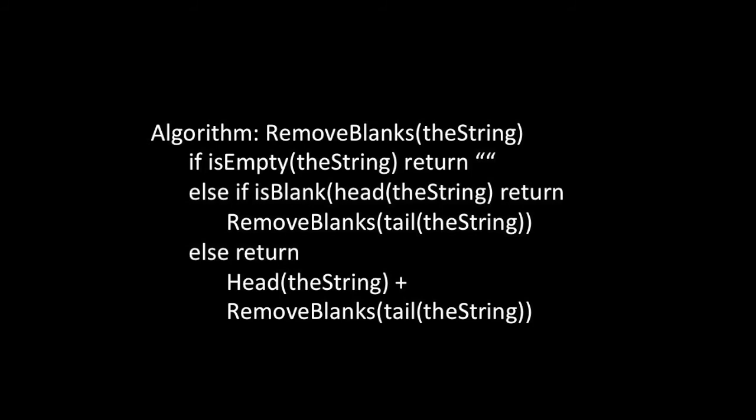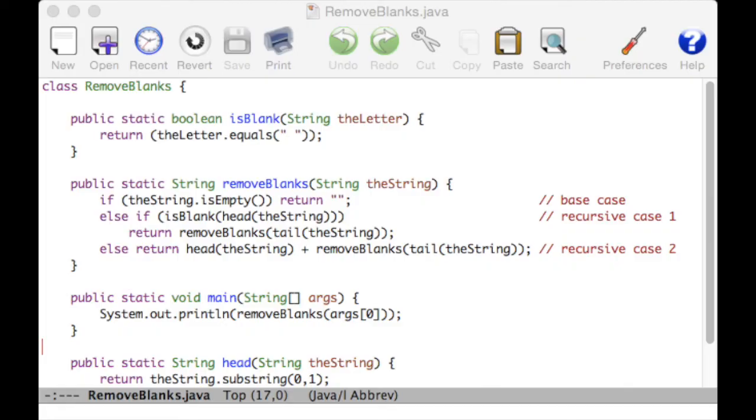I note that I'll need a method isBlank that returns true if and only if its argument is a string containing a single blank character. All set? Let's look at the Java implementation. I'll start by defining the method isBlank, which is pretty simple. The method returns the result of testing whether its string argument is equal to a string containing a single blank character.